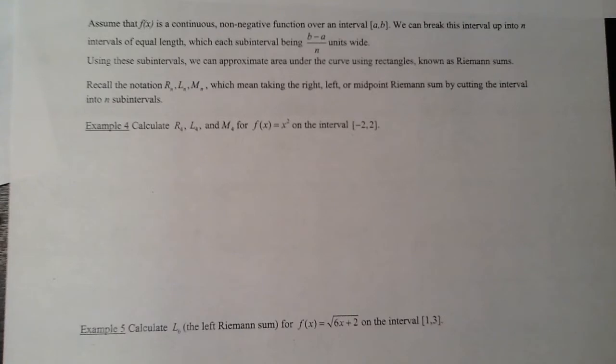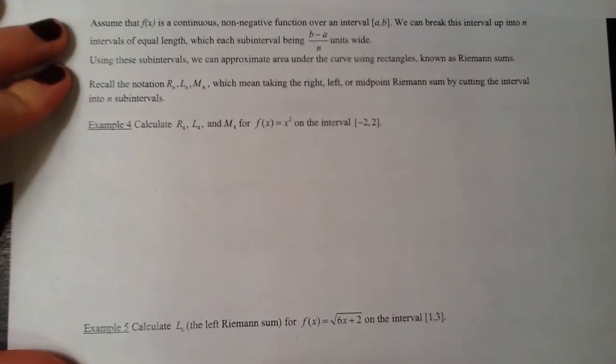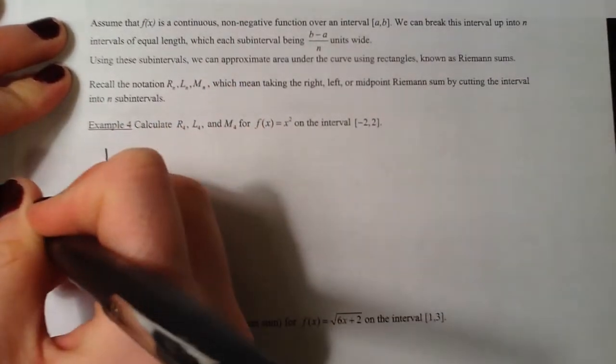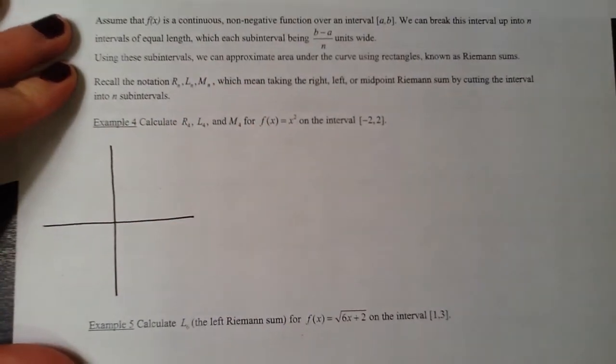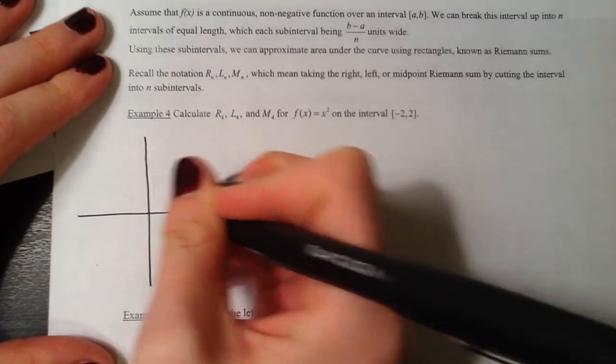And then we are approximating area using rectangles. These rectangles are known, again, as Riemann sums. So here's the notation that we talked about yesterday. For example, R sub n means taking a right Riemann sum, cutting the interval into n subintervals. So we're going to find R4, L4, and M4 for this function. So it's helpful to draw a picture so we know what x squared looks like. Very simple function here. So let's take x squared from -2 to +2.